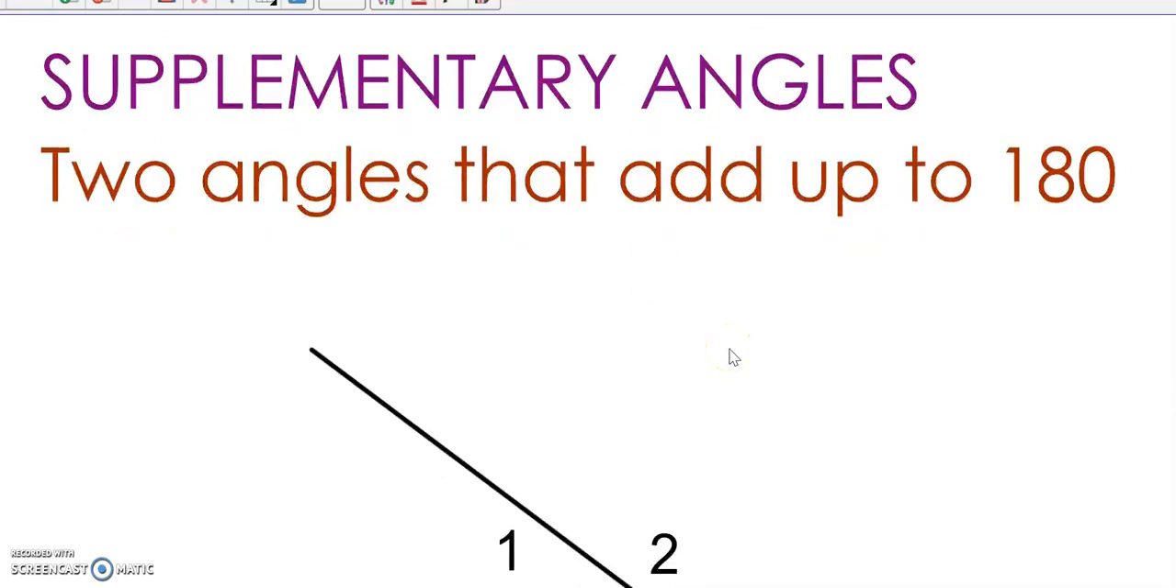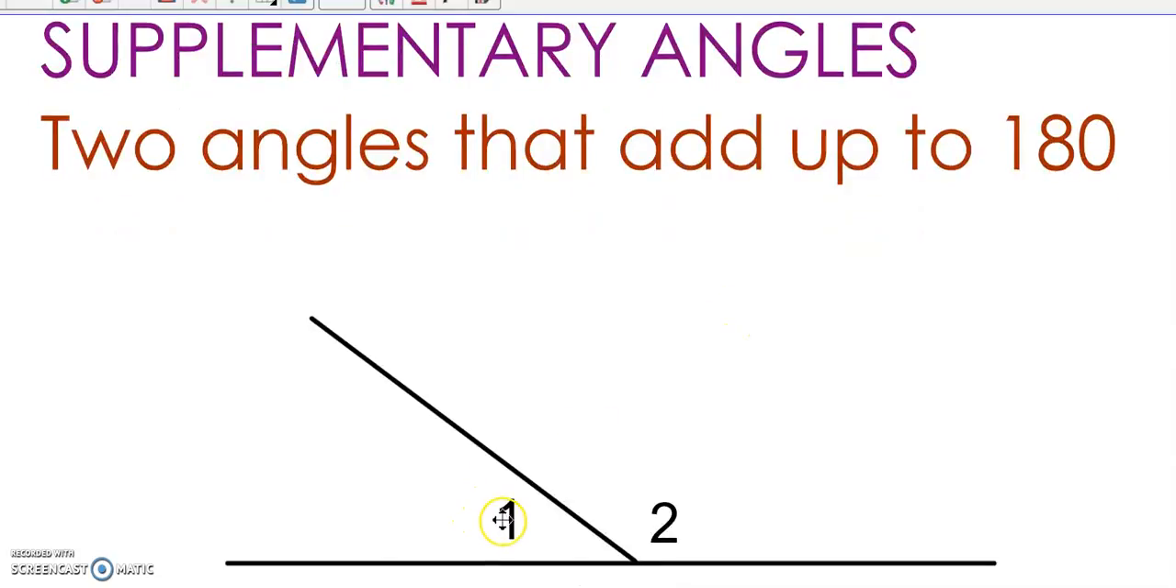Supplementary angles, these add up to 180. They will usually look like two adjacent angles sitting on top of the same straight line. So we know it's 180 degrees if we put a protractor right on top of that straight line. Well, part of that 180 is angle 1. The other part is angle 2, so the two of them add up to 180.